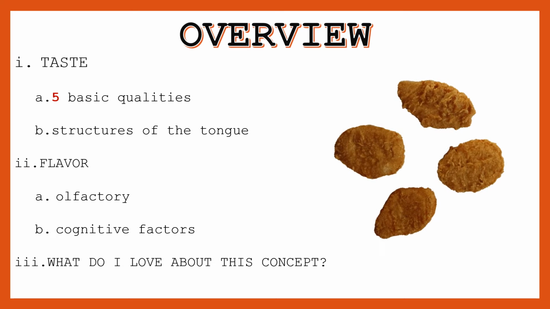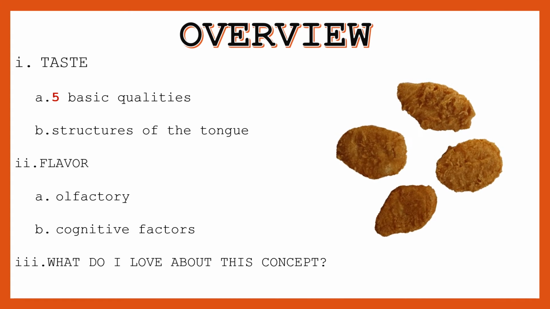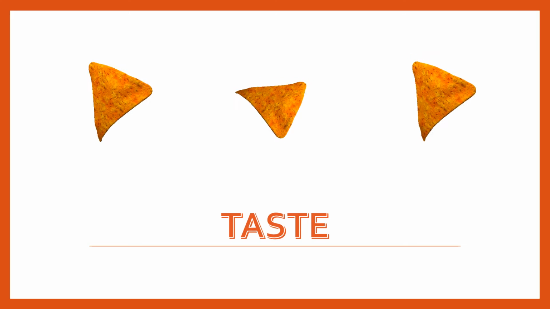So first we'll start off with the 5 basic qualities of taste, and we'll go over the structures of the tongue. Next, we'll talk about flavor, the role the olfactory system plays in flavor, and the cognitive factors that also go into that. And then we will end the video with me talking about why I chose this topic, and what about it is so important to me. So let's jump right into it.